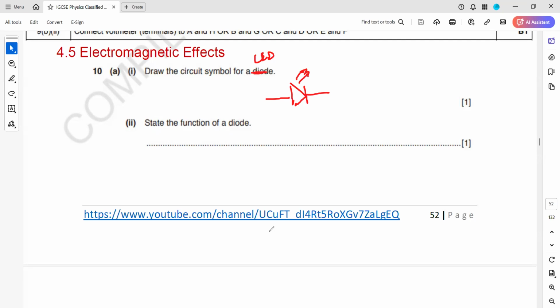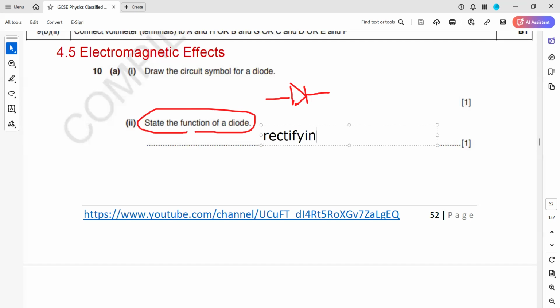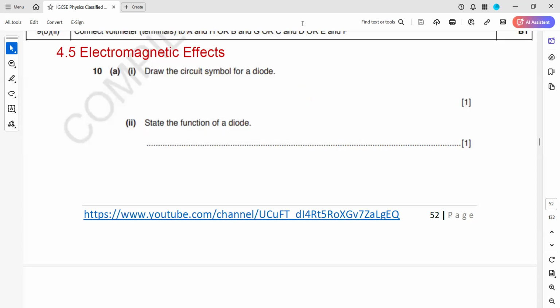If they say draw photodiode, what? What is the difference from a light emitting diode? It works on the same principle, but emits light when the current is passing through it. What is the function of a diode? Current flows in one direction. Yes, it allows current to flow in one direction, or we can also say rectifying. Rectifying means converting AC to DC. A diode is used as a rectifier.